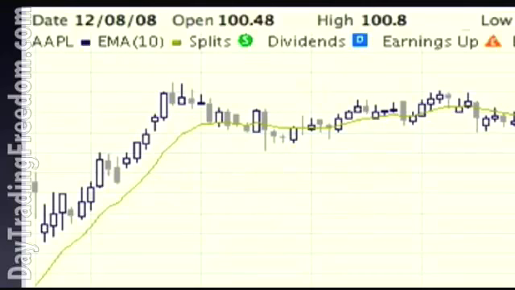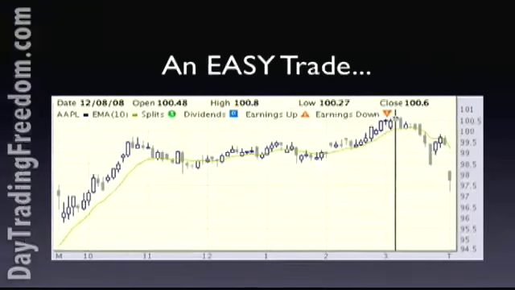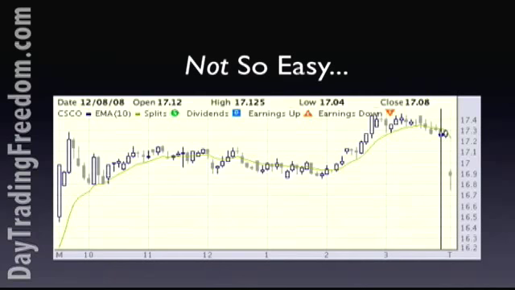I mean, whatever trading method you use, whether you use trend lines or indicators or whatever, you can see that will be a pretty easy trade compared to, for example, this one. And this will not be such an easy trade.